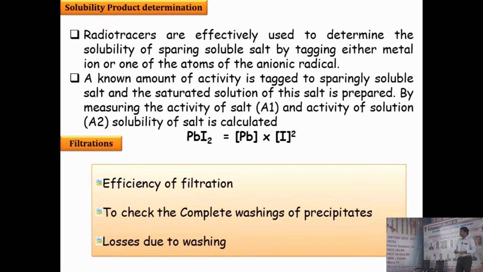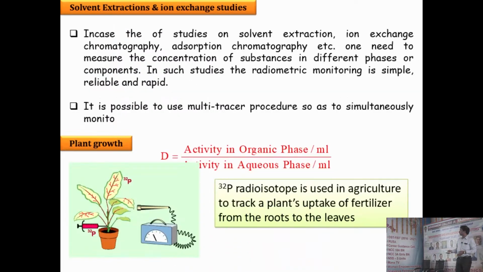If someone wants to determine filtration efficiency, for example of the filters you are using, the efficiency of the filters can also be determined by a radio tracer technique. To check the complete washing of your precipitates, when a precipitate is formed and you are washing it, whether elution occurs during this process, and the losses due to washing, all of these parameters can be examined with radio tracer techniques.